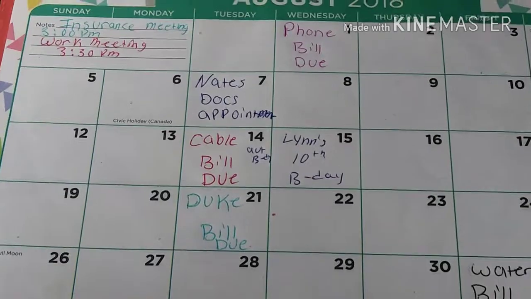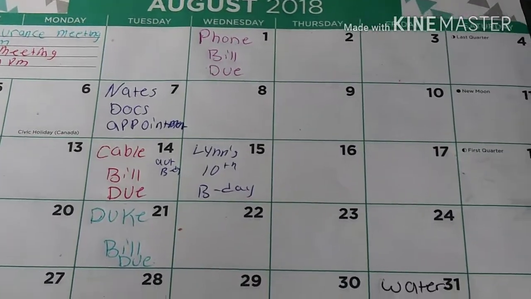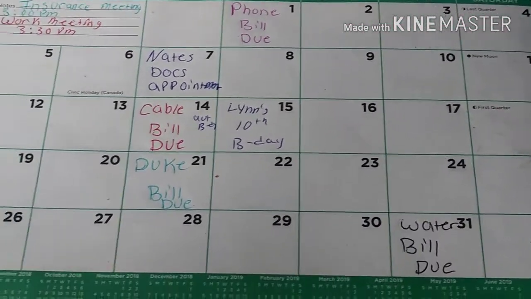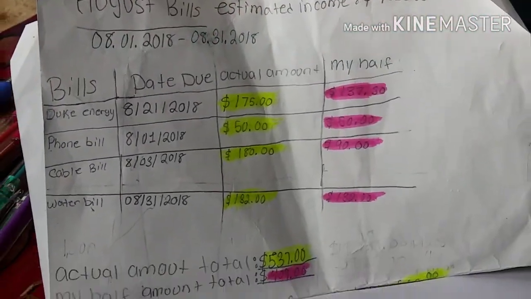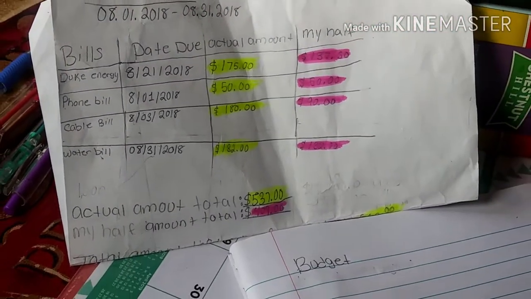So this is my monthly budget. As you can see right now, I am showing you guys my calendar where I have marked my dates that are important this month. And here is my scratch piece of paper. I did this budget so quick, so I have to make sure everything is accurate.